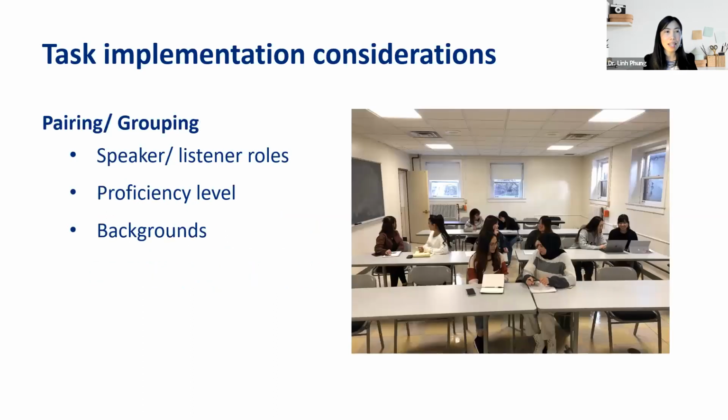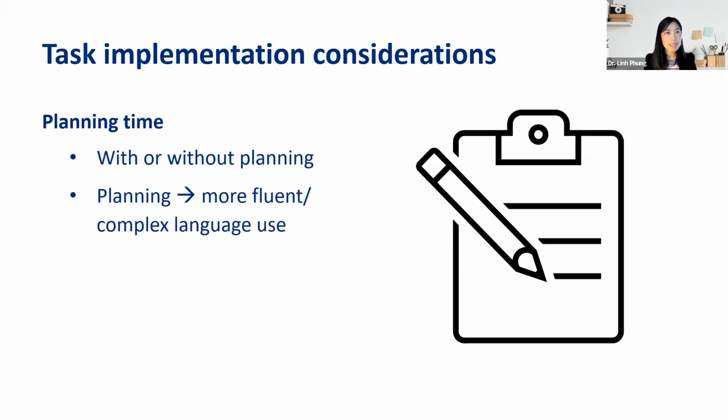And then in the next stage, when you pair or group students, of course, you have to think about who is the speaker, who is the listener, what their roles are, their proficiency levels, and their backgrounds. In my context, I often group or pair students of different proficiency levels and backgrounds together. Next, you may give students planning time or not. And usually when possible, I give students time to plan so that they can use language more fluently and use more complex language.